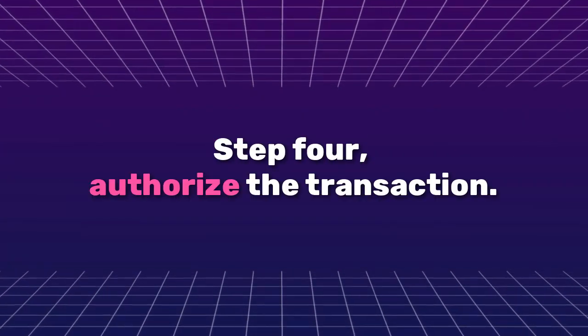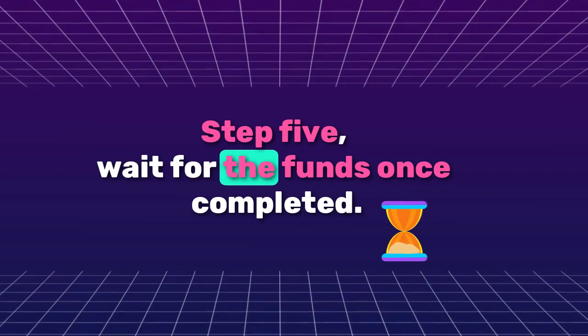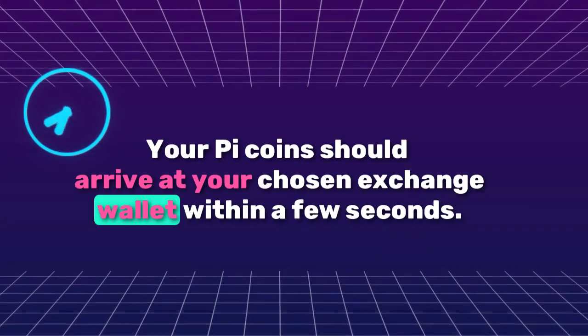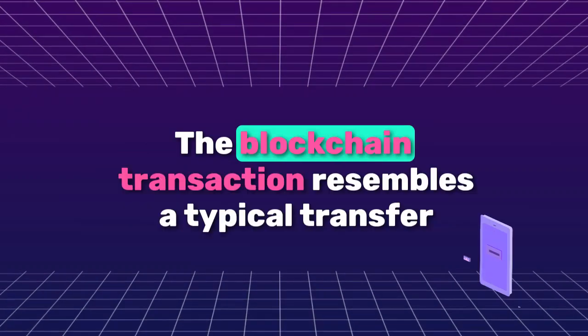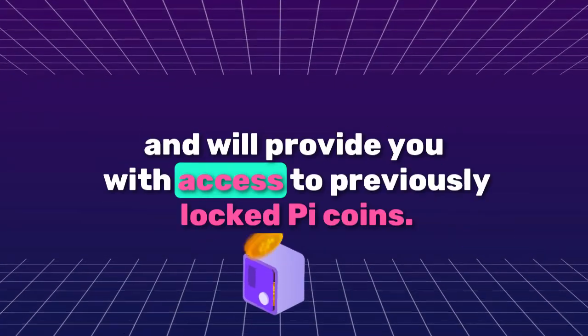Step 4. Authorize the transaction. To complete the process, go ahead and authorize the transaction. Step 5. Wait for the funds once completed. Your Pi coins should arrive at your chosen exchange wallet within a few seconds. The blockchain transaction resembles a typical transfer and will provide you with access to previously locked Pi coins.